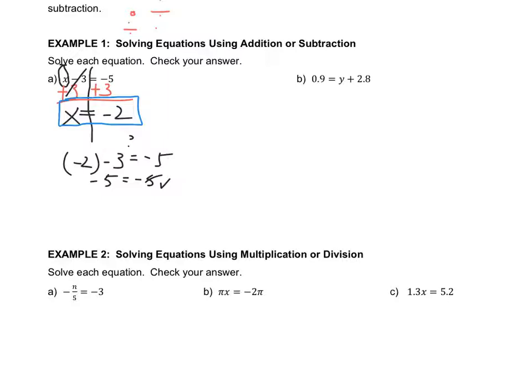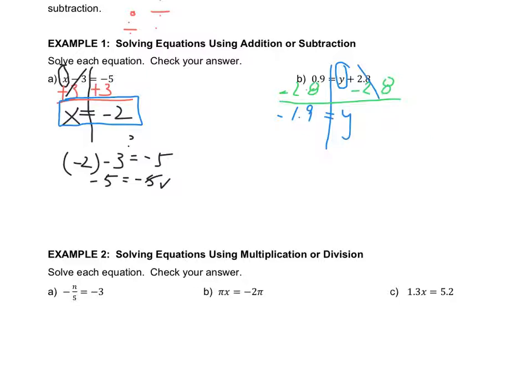Let's try another one. Looking at the next one, now we have y plus 2.8. Again, we're trying to get y all by itself. So if I see a plus 2.8, that means to move the 2.8, I need to subtract 2.8 from both sides. Remember, you can't do one thing to one side and not do the same thing to the other side. When I do 2.8 minus 2.8, those cancel out. There's that y that we'd like. And then 0.9 minus 2.8 is negative 1.9.